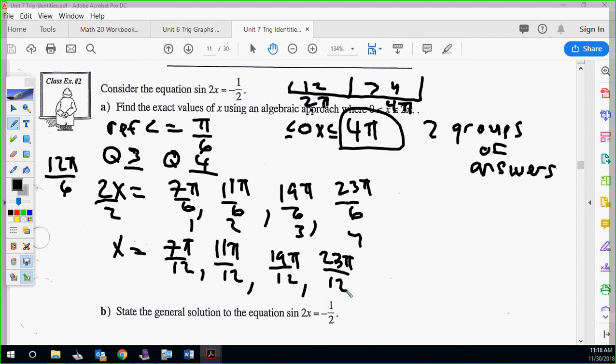Okay, general solution. So the general solution would be 7 pi over 12 plus pi n, and it'd be 11 pi over 12 plus pi n. How am I getting pi n? From 7 to 19 is 1 pi. So the general solution consists of answers which differ by pi radians, because that's the period.